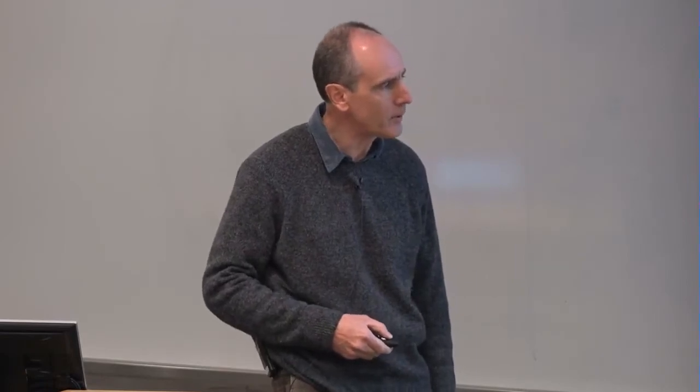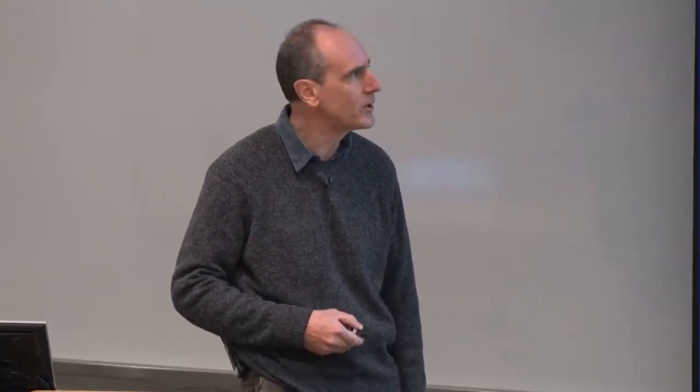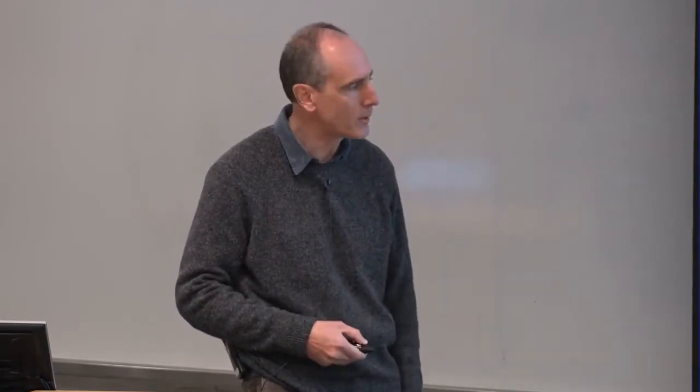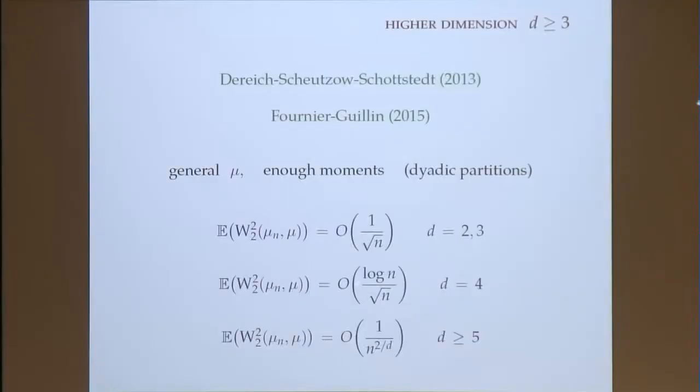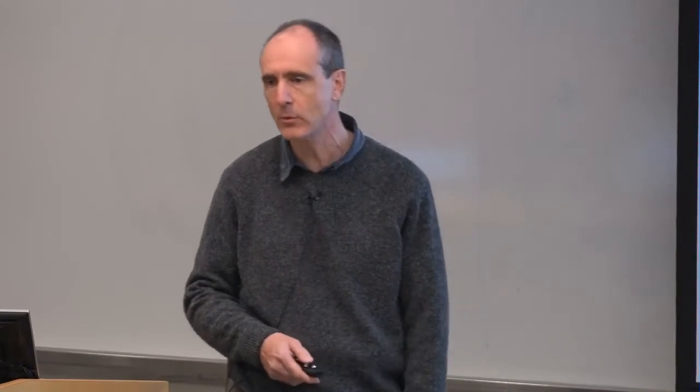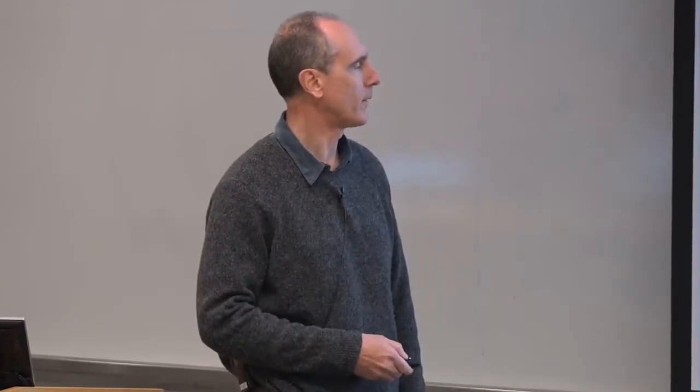So let me start with the end. When d is bigger than 5, you have the correct rate. So this is pretty general. As soon as you have enough moments on your distribution, you have the correct rate. When d is equal to 4, besides this log, it is also optimal. 2 divided by 4 is a half. But it's very bad for the small dimensions, because for the small dimensions, it should be 1 over n or something of this type, and it's only 1 over root n. So the general methods are not very useful in this case for the matching.